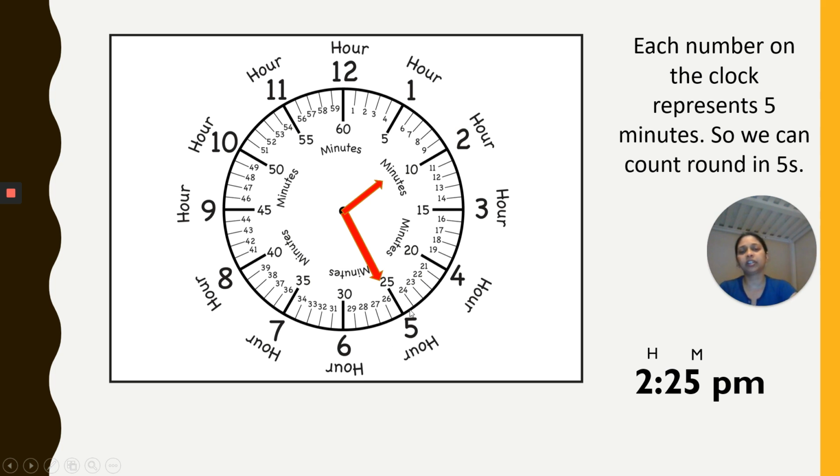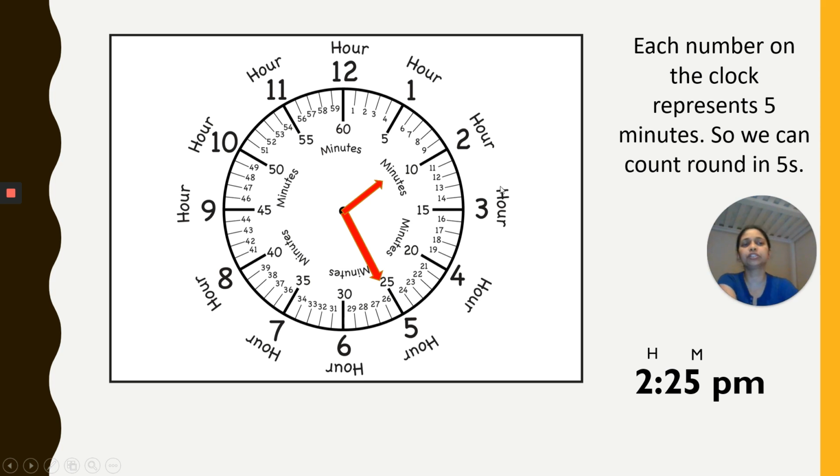If you have a look over here, you'll write your hour first. So it is 2 hours and 25 minutes. Now, that means your time on this clock is 2:25 p.m. I have put p.m. over there. That means it is 2:25 in the afternoon or evening, because p.m. stands for afternoon or evening.